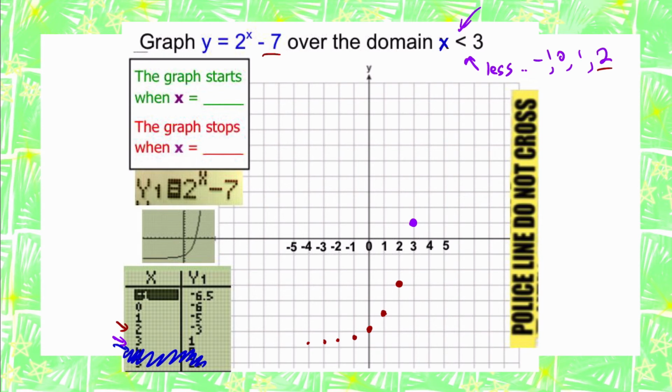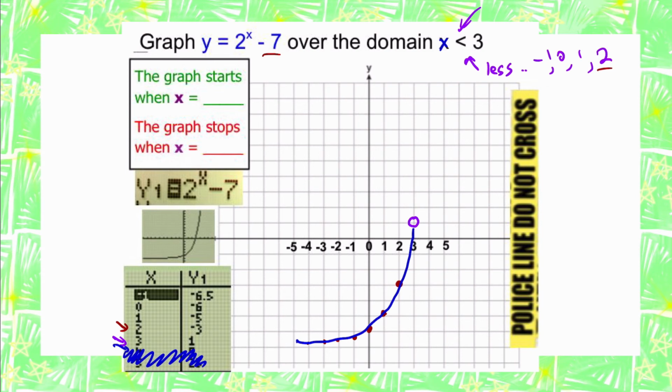Based on that symbol, I do want an open circle. So I'll erase the whole thing. My first point was 3, 1, open circle. And I'm going to connect my dots. And because it told me never to stop, I'm just going to even off like that.